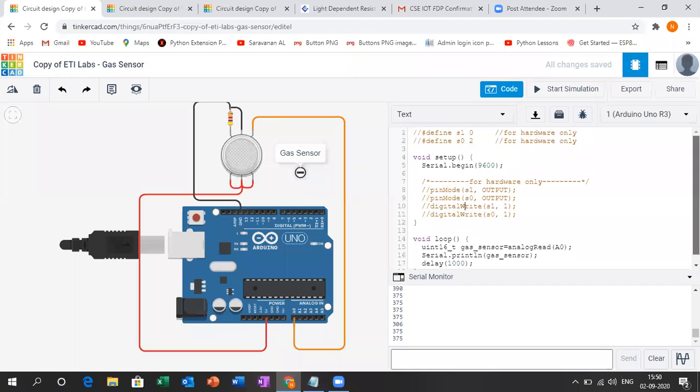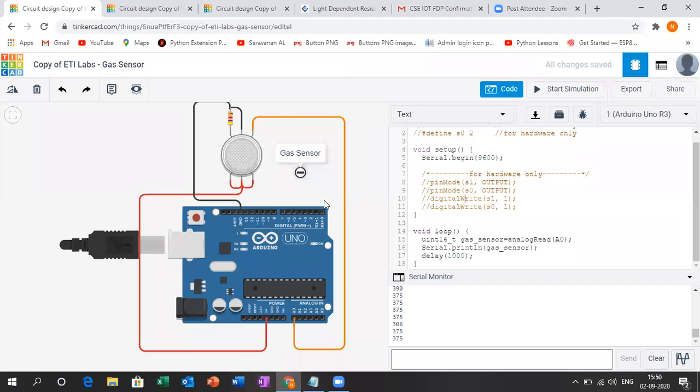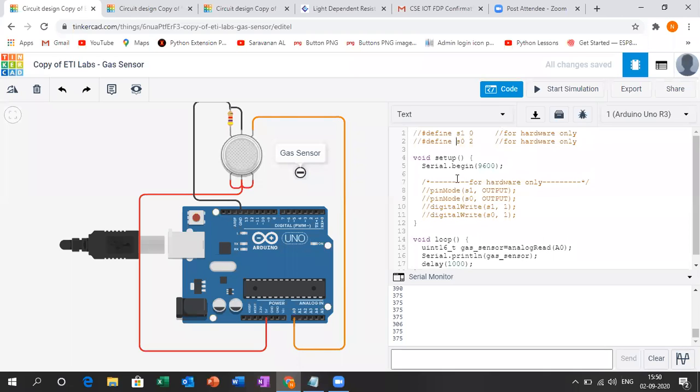That's a very simple and easy connection, and this is the coding part. The commented part is for hardware only. You don't need to put it in the simulation.